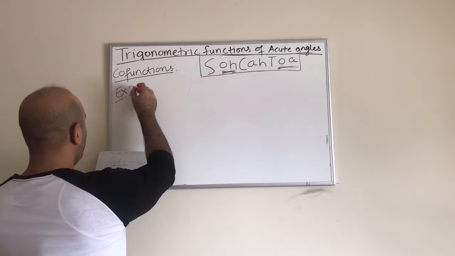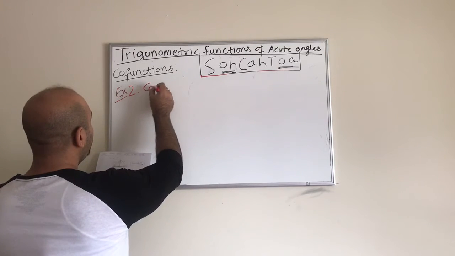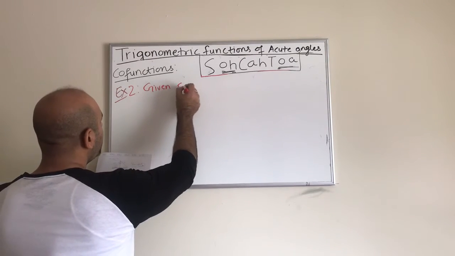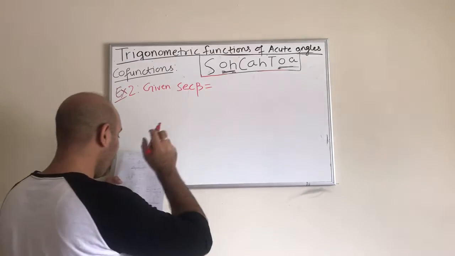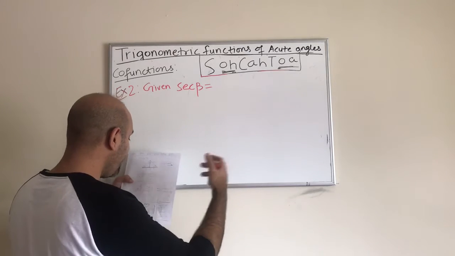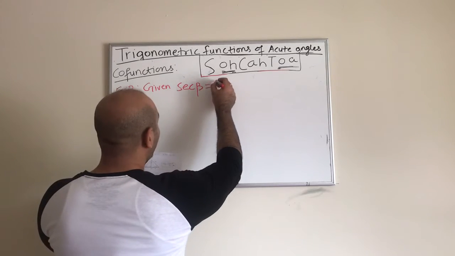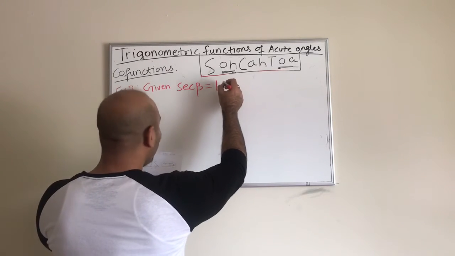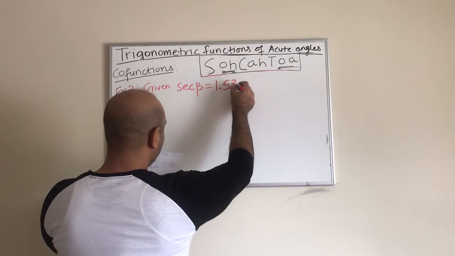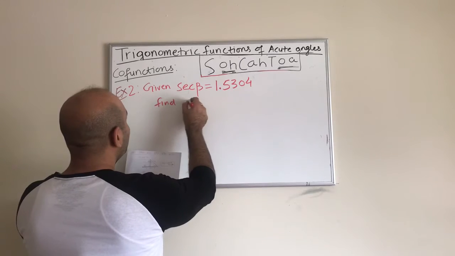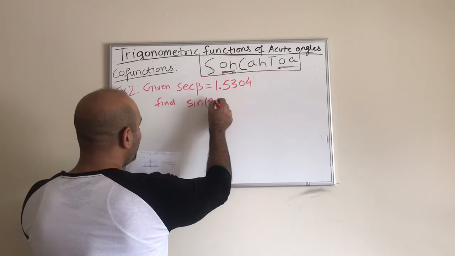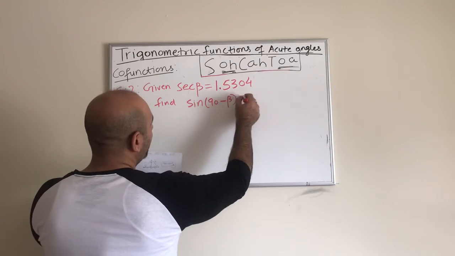For example 2, kind of similar to this, what is given is secant of beta. We can call these angles by any variable we like, but we know alpha, beta, these Greek symbols are most commonly used for identifying an angle. So it's 1.5304, and we want to find the sine of 90 minus beta. That is what we need to figure out.